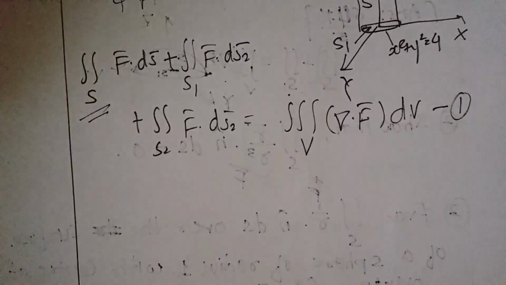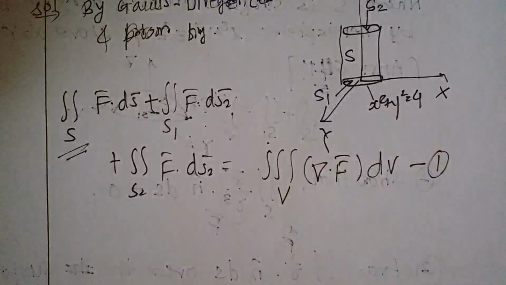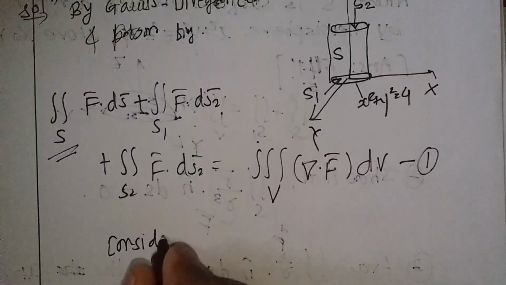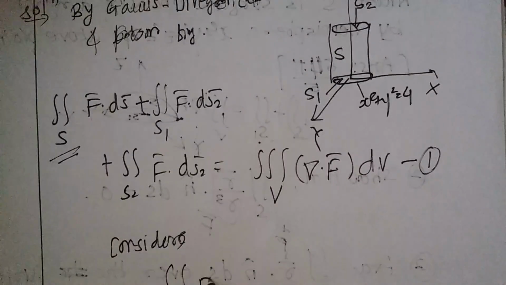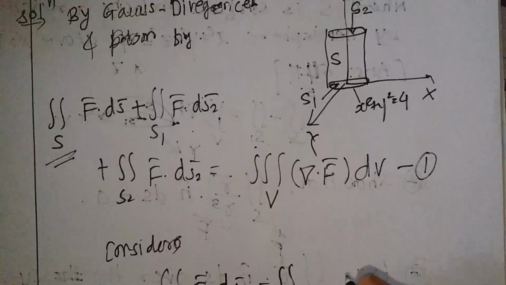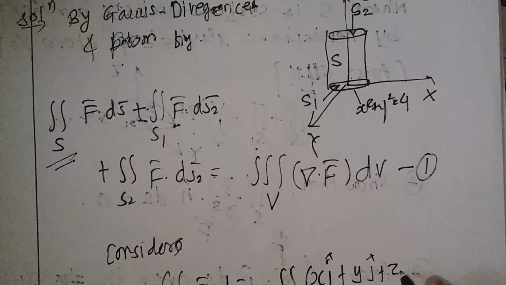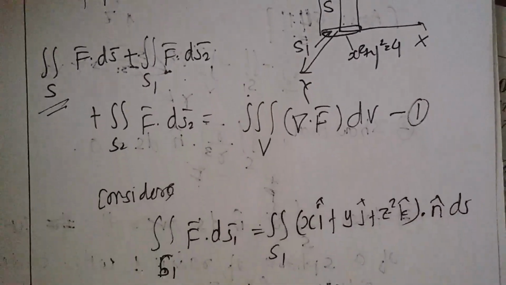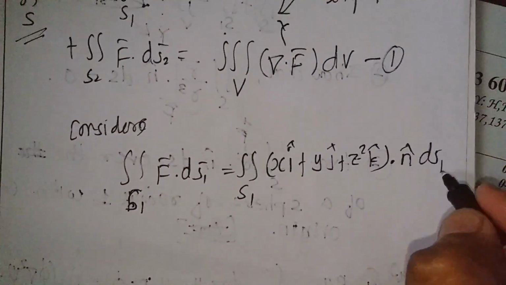So very first I will do the calculation of the integral over surface S1, which is a circle of radius 2 in xy plane. Consider the double integral over S1 of f bar dot dS1 bar, which will be equal to the integral over S1 of (x i plus y j plus z square k) dot n cap dS, which is the value of dS bar. Now n cap is what? N cap is the unit outward normal to the surface S1.